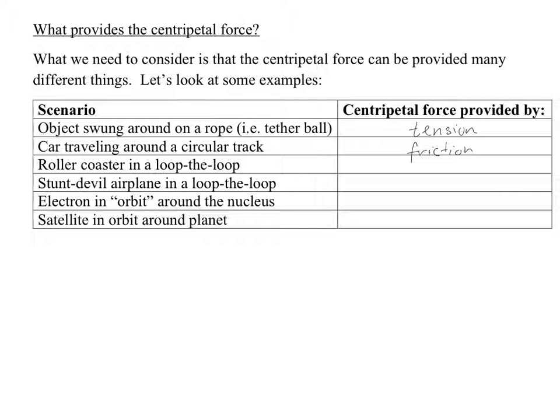Roller coaster, we just mentioned, a loop-the-loop is normal force and gravity. Gravity changes every time. Remember, if it's at the top, gravity helps. It pulls you back to the center. When the loop-the-loop is at the bottom, gravity pulls down.